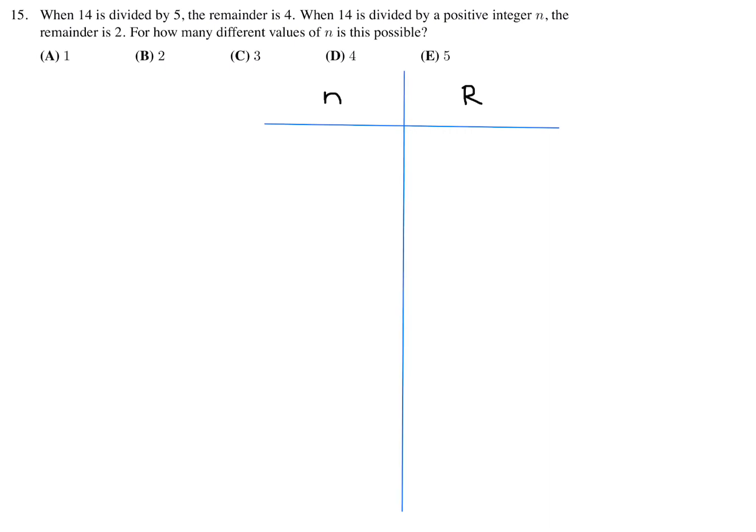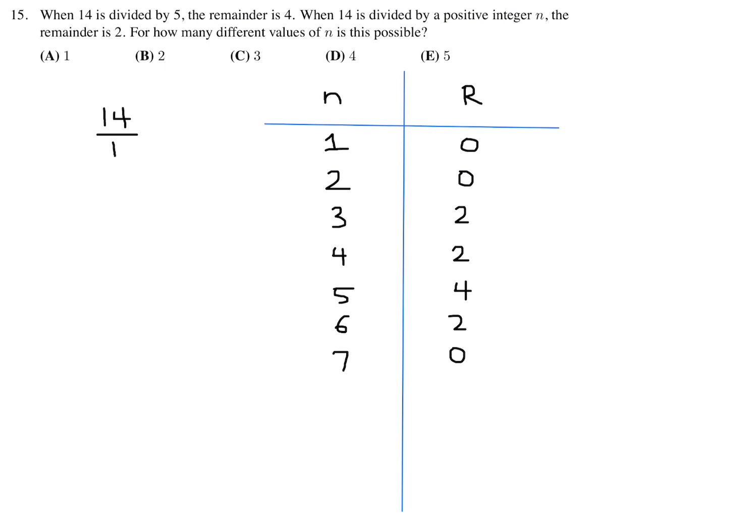Shouldn't be that difficult. Let's start with 1. If n is 1, then 14 divided by 1 is 14, I hope, and therefore the remainder is 0. And without boring you to death here, I'll just fill in the rest. You can, of course, easily do this. The remainders for each of these: 2, 5, 4, 6, 2.